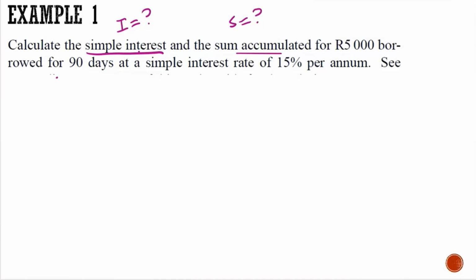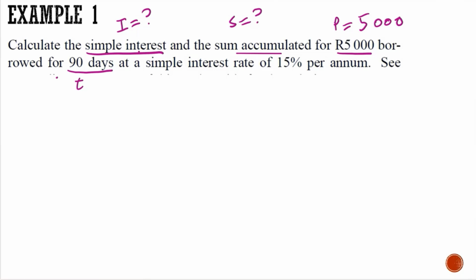This is for 5,000 borrowed for 90 days. So this 5,000 is the principal amount. Now your P is equal to, that is your present value, 5,000. It is borrowed for 90 days. Okay, look at your time here. Your time is in days.